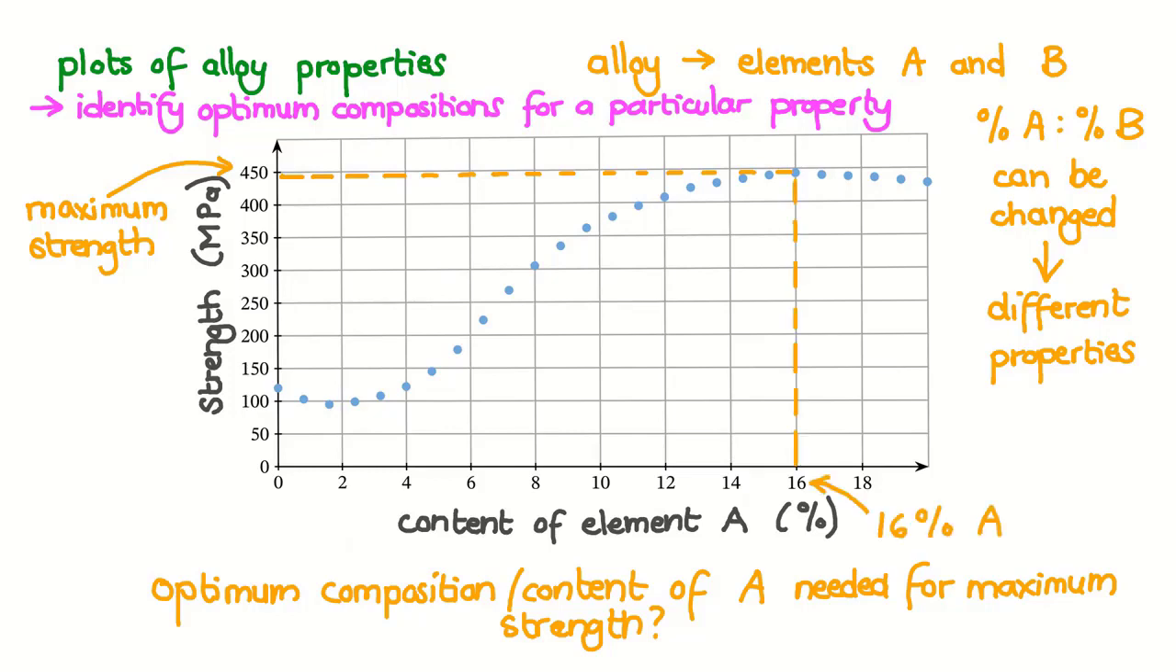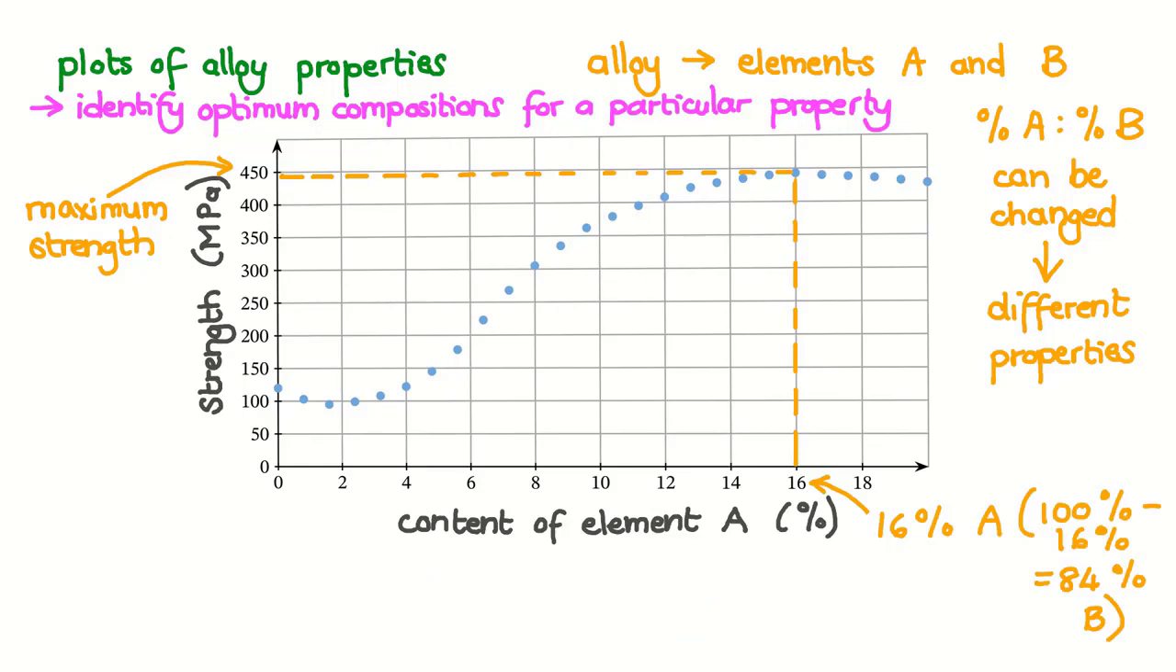Going down to the corresponding point on the x-axis, we see that a content of 16% of the element A is needed to achieve this maximum strength in the alloy. And if we say 100% minus 16%, we get 84% being the content of element B needed to achieve this maximum strength. Notice also that on this part of the curve, the strength actually begins to decrease with contents of A higher than about 16%.